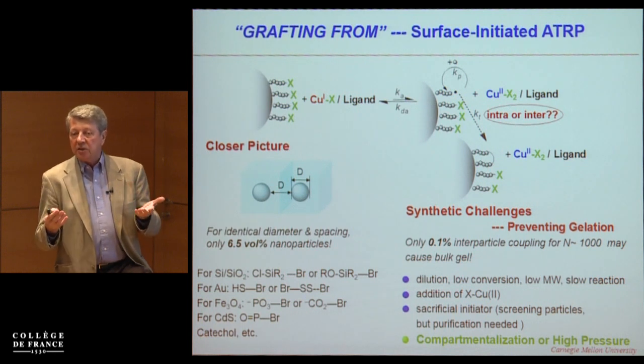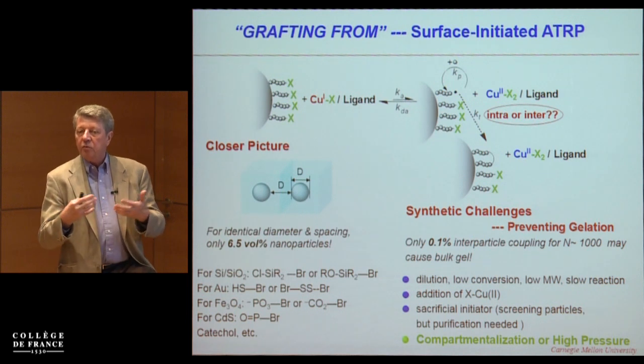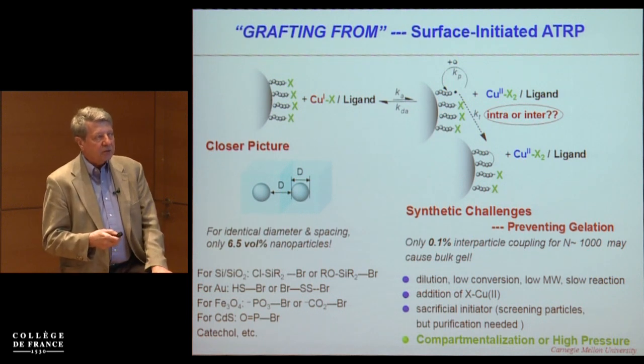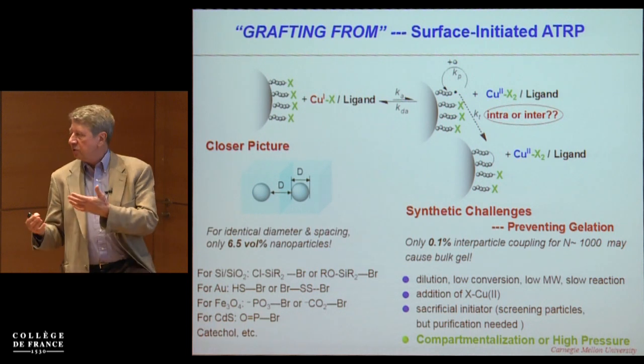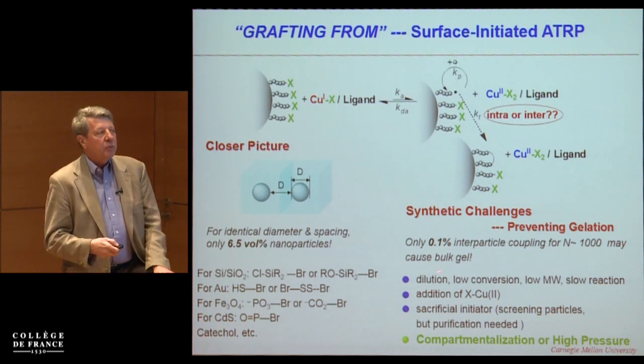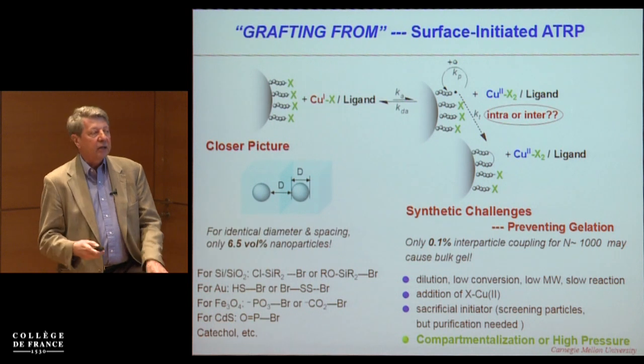So there is a challenge: how we can prevent it, how we can avoid it if we want to have fully soluble systems. One approach is that we can use higher dilution, so of course concentration would be lower. We can limit polymerization to lower conversions, have lower molecular weight, have slower reaction, which means fewer radicals.